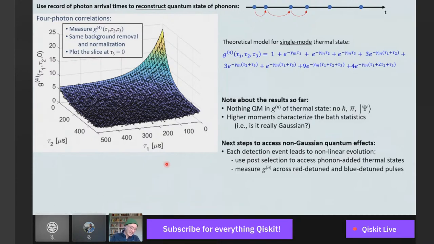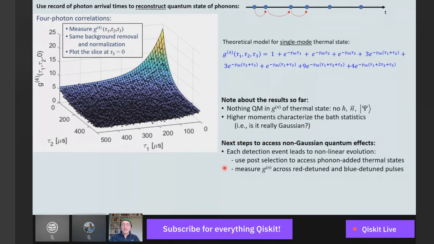What I would say about this kind of data is it's kind of neat, but it's also kind of boring. Because in these G2, G3, G4 functions, there is no sign of quantum mechanics whatsoever. If you have a thermal state, these higher order correlation functions don't care about H-bar. They don't care that your mean phonon number is 0.1 or a million. All the quantum effects, if you like, are in the G1s, the rate of these processes, which is what I showed you in the first slide. So in some sense, that's sad. On the other hand, what we have done is characterize at an unusual depth that the bath to which our acoustic mode is coupled is really Gaussian. Like, there's no strange non-Markovianity or non-Gaussianity in the bath as far as we can tell. So that's good. We feel like we've done a bit of homework here.